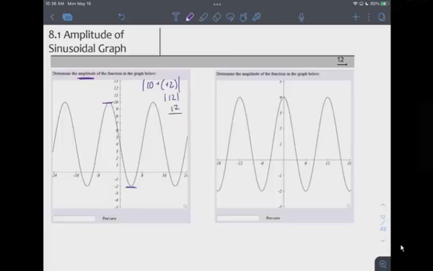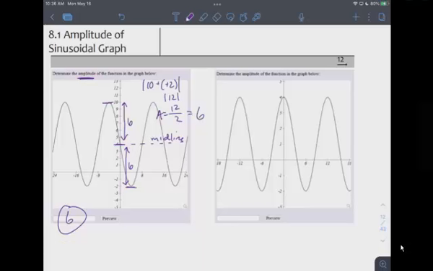The amplitude is going to be half that length, so our amplitude is going to be 6 for this. If you went 6 units down from 10, or 6 units up from -2, those should meet at the exact same point, and that point is your midline.